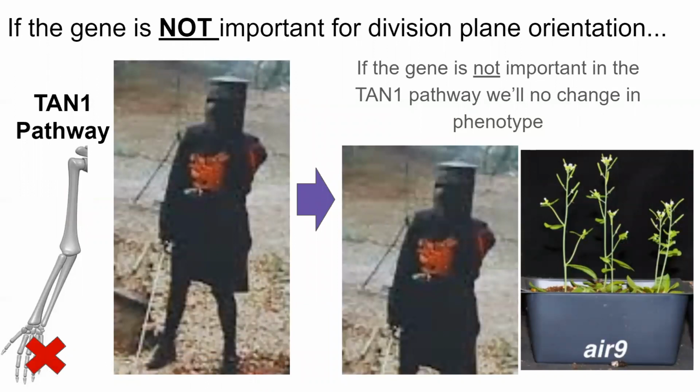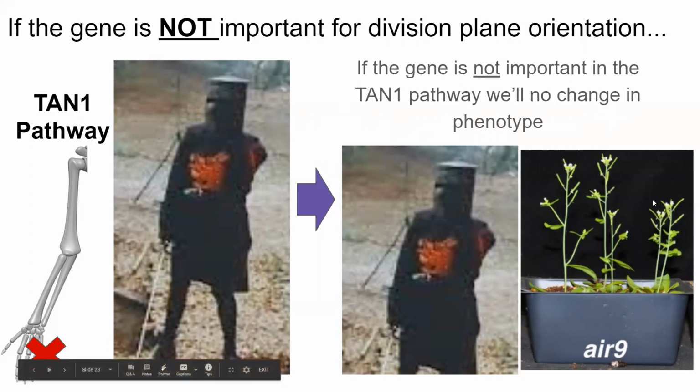Now, not all these genes are well studied, and we don't know what the outcome will be, so it's possible that when we knock out some of these genes, we'll see they are not important for division plane orientation. So, again, we have our AIR9 single mutant, our one-armed knight. Let's say we break this bone, and it's like breaking a pinky finger. It's like whatever, you can still hold on to the sword. So if that gene is not in fact important in the TAN1 pathway for division plane orientation, we'd see no change in the phenotype. So he'll still be able to hold his sword, and the plants will just look like a regular happy AIR9 single mutant.